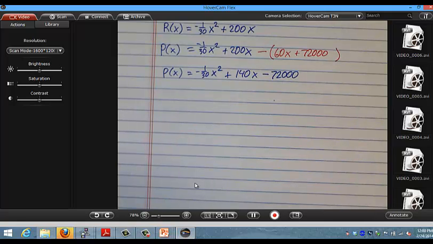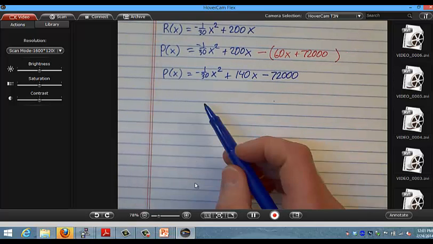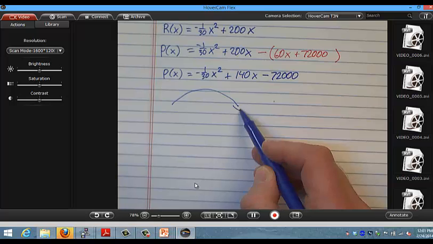You guys, what would the graph of the profit function look like? A parabola. Opening which way? Downward. It opens downward because that's negative, right? So, my picture is something like this.